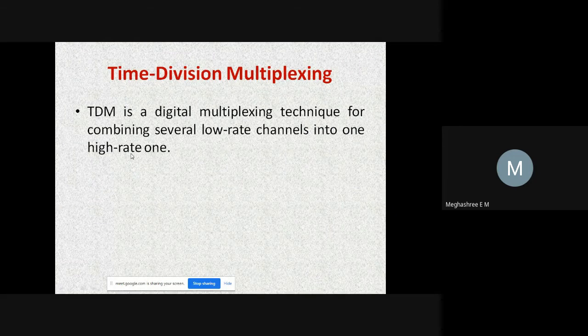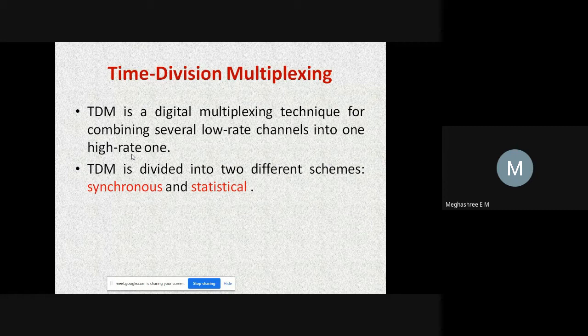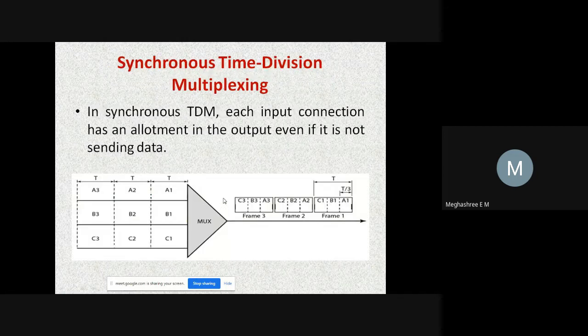Here time division multiplexing is divided into two different schemes. One is synchronous, another one is statistical. Do remember this is applied to digital signals, and it is implemented by following these two schemes, synchronous and statistical. Fine, so let's see the first one: how synchronous time division multiplexing is implemented. Let's start with this.